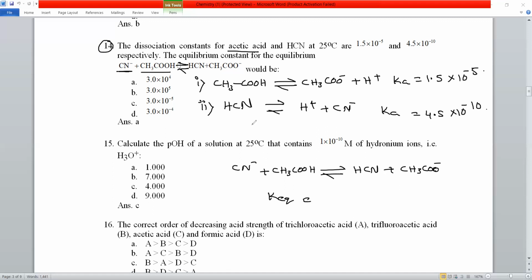What is the relationship between equation number 1 and 2 and equation number 3, students? If you relate them, equation number 1 divided by equation number 2 will give equation number 3. Equation number 1 value is 1.5 × 10^-5, and equation number 2 Ka value is 4.5 × 10^-10. On solving this, you'll get the answer, which should be A.